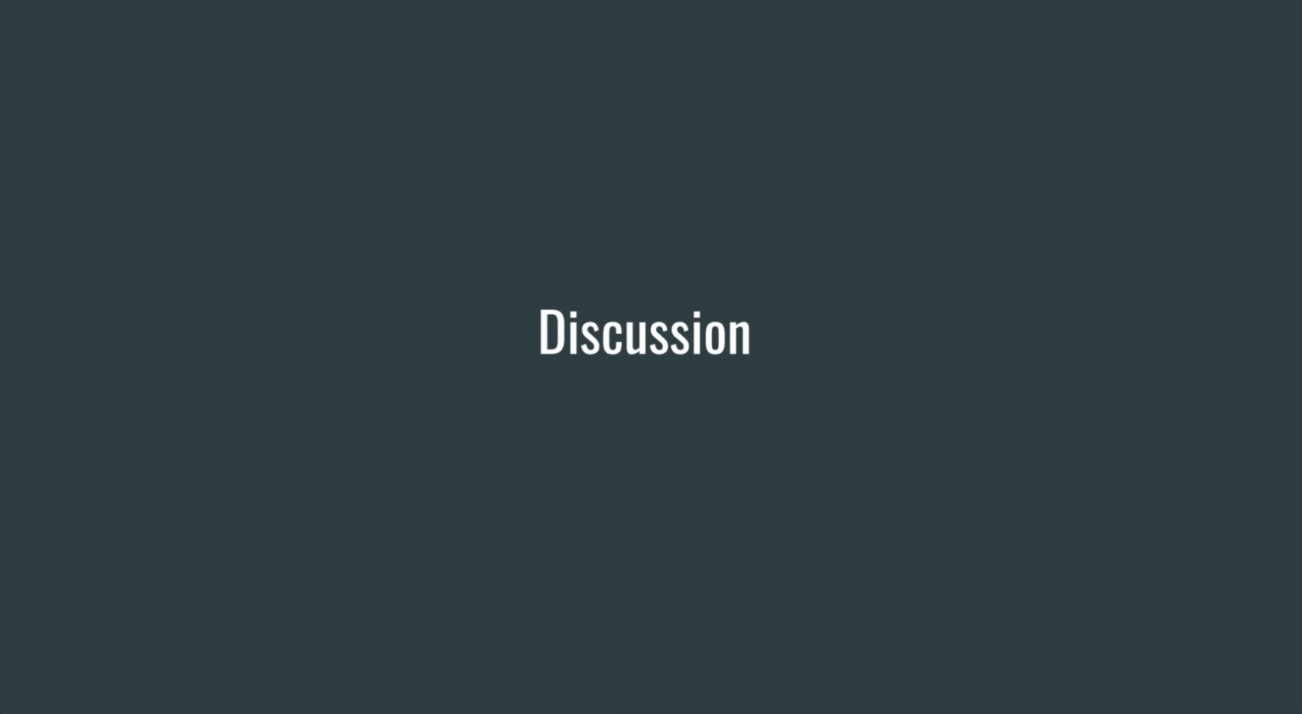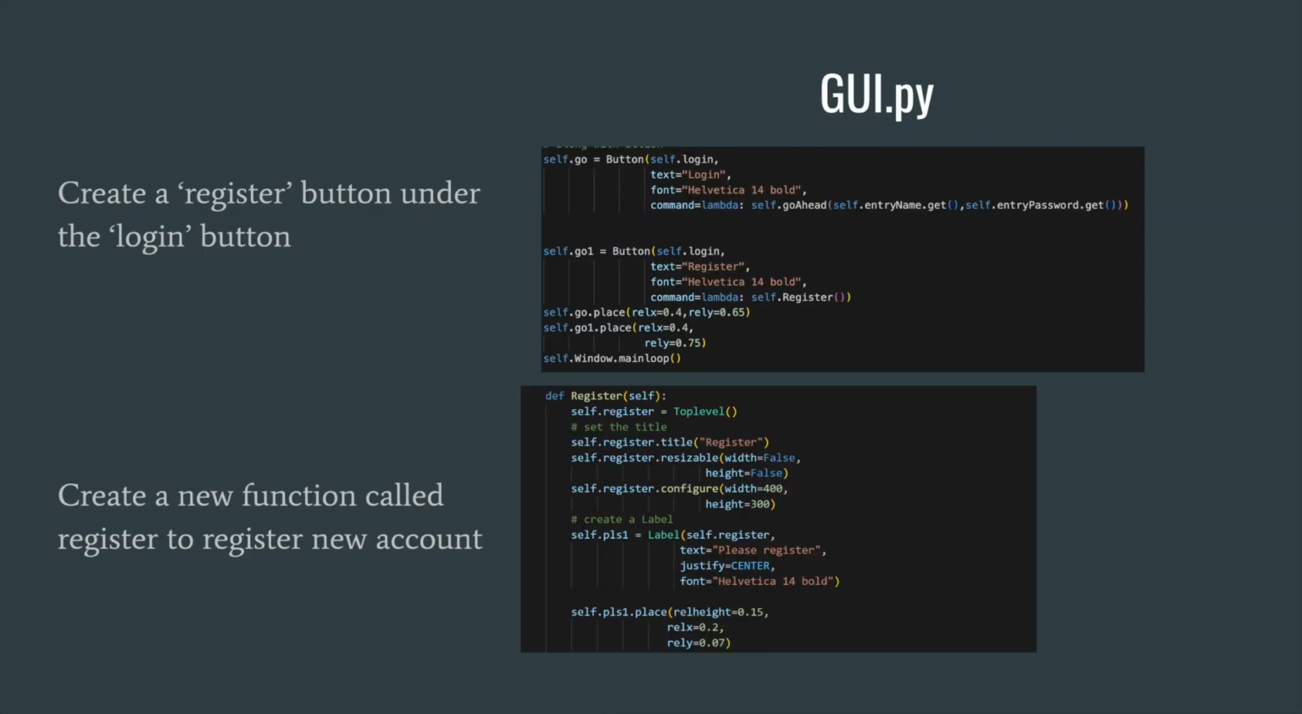Now let's move on to the discussion part. In the GUI file, we firstly create a register button in the login window. If you click that button, it will go to a new function that we wrote called register. It will help users to register new accounts.